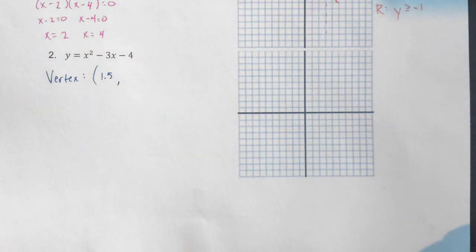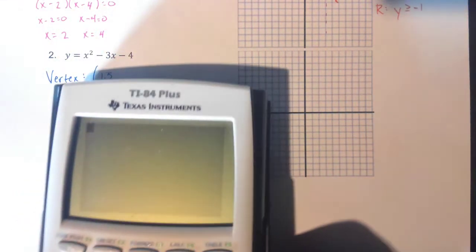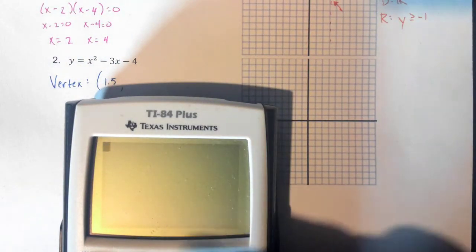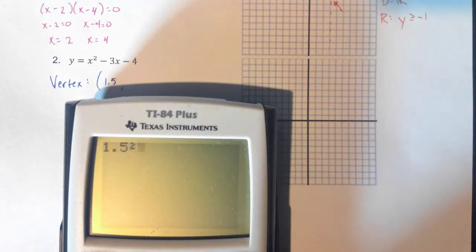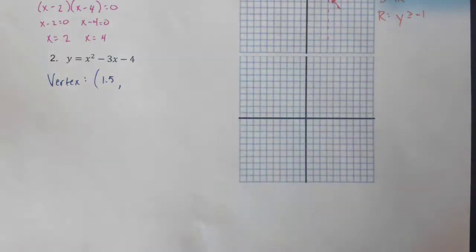For the y part, I would probably pull out my calculator for that. And then I just got to remember, just plug it in for the x. So it'd be 1.5 squared minus 3 times 1.5 minus 4. So that says that's negative 6.25.